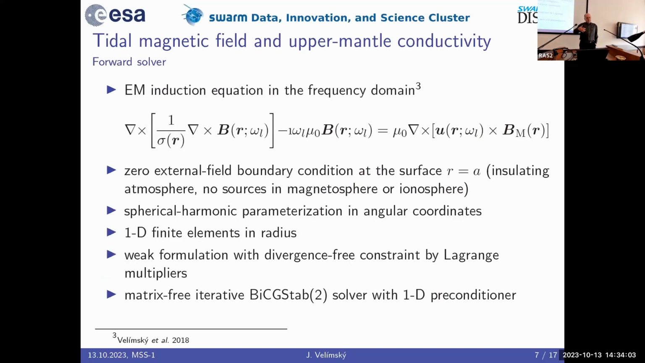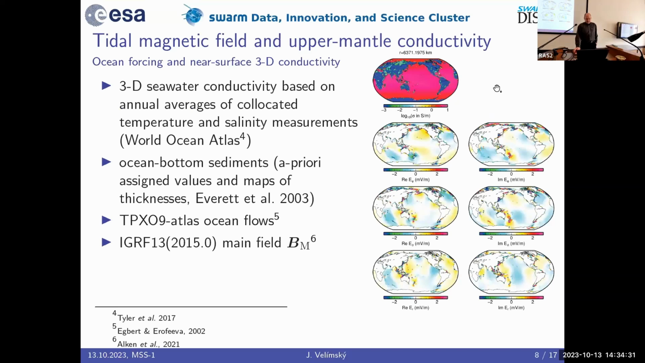In order to solve the problem, we need to solve the 3D EM induction equation. So for a given conductivity model and given forcing described by this velocity field U and main field model BM, we find the induced magnetic field, and then we of course try to formulate the inverse problem to fit the magnetic field by changing the conductivity structure. And what you need is a good model of the source field. That means a good model of the ocean flows.